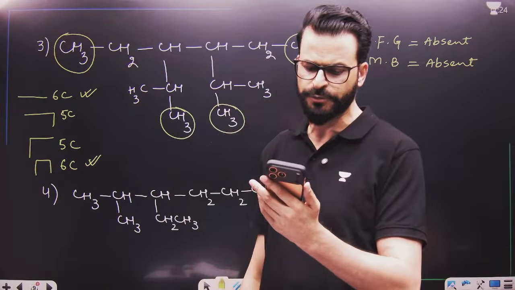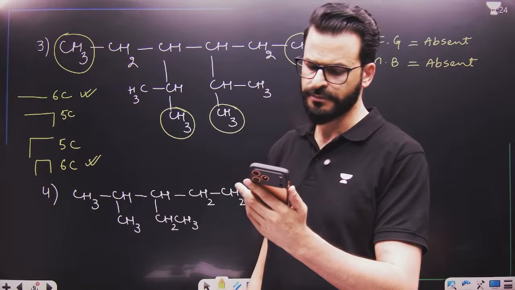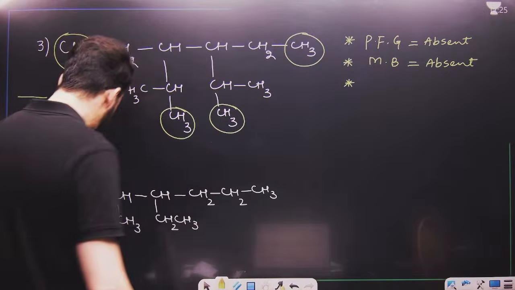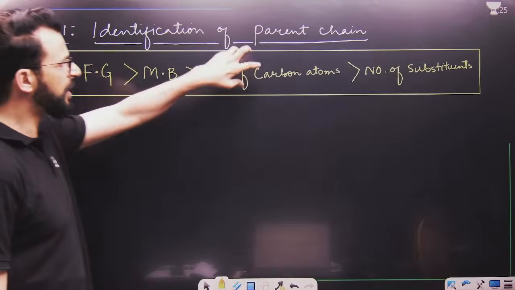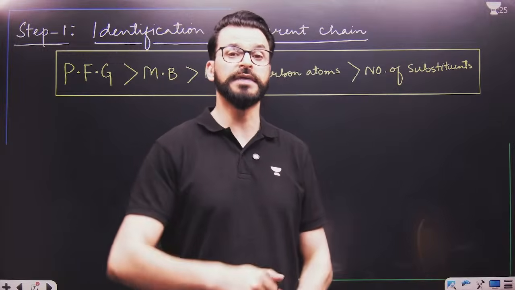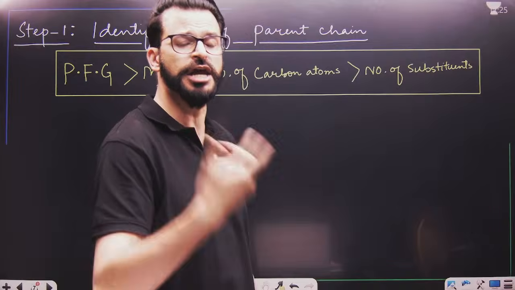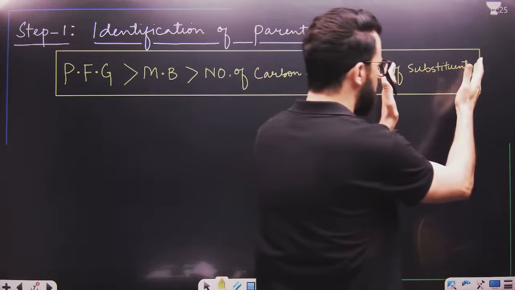Is this point clear to you? Now, when the number of carbon atoms is the same in more than one parent chain, that means when the number of carbon atoms cannot decide which chain can act as the parent chain, at that time you have to go towards the number of substituents.